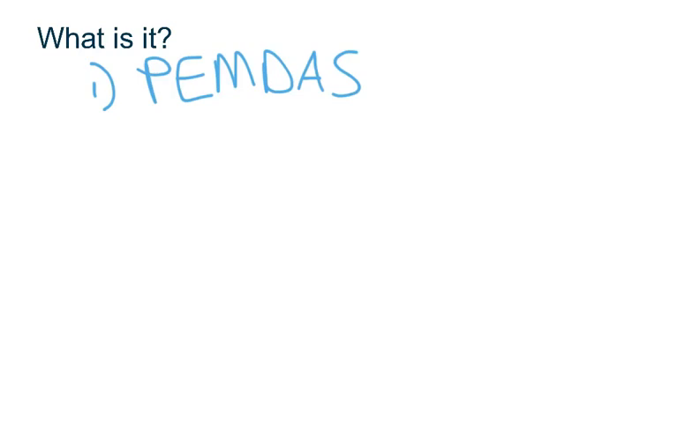So there's two things we have to know with order of operations. The first is this acronym, PEMDAS. And the way this works is that each one of these letters stands for a different operation. So the P stands for parentheses, the E stands for exponents, the M is multiplication, the D is division, the A is addition, and the S is subtraction. And these each work in sort of different tiers.